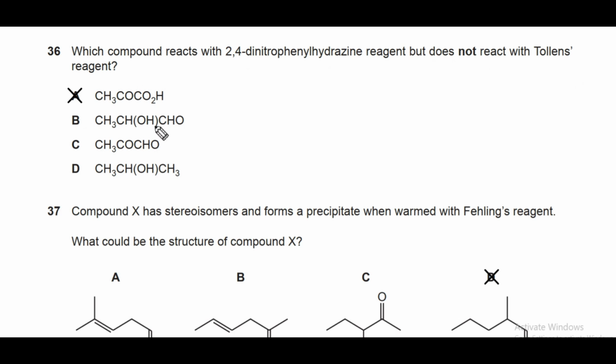B is wrong because an aldehyde group is present, it will react with Tollens reagent. C is also wrong, aldehyde group. And 2,4-dinitrophenyl hydrazine reacts with carbonyl compounds. So A has a carbonyl group. A reacts with 2,4-dinitrophenyl hydrazine but does not react with Tollens reagent because it is a carboxylic acid. So carboxylic acid and ketone do not react with Tollens reagent. Only aldehyde reacts with Tollens reagent.